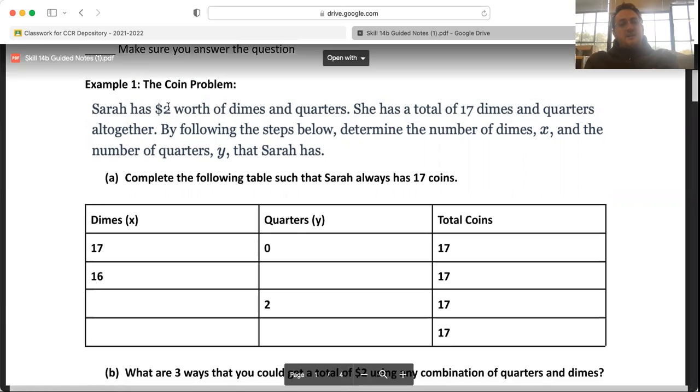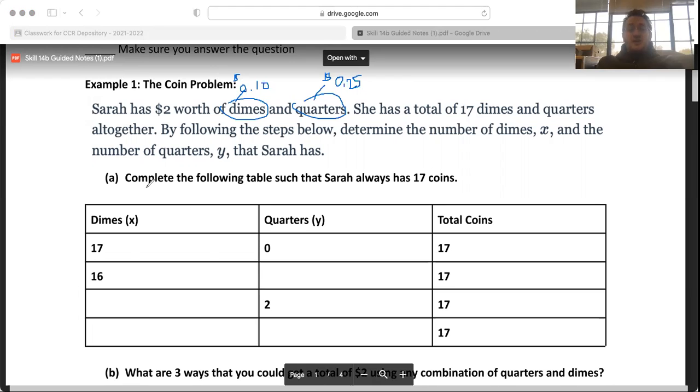So Sarah has $2 worth of dimes and quarters. A dime is 10 cents, and a quarter is 25 cents, and we just write that, of course, in decimal form. And she has a total of 17 dimes and quarters all together. For this one, we're not going to write equations yet, but we're just going to show you graphically.